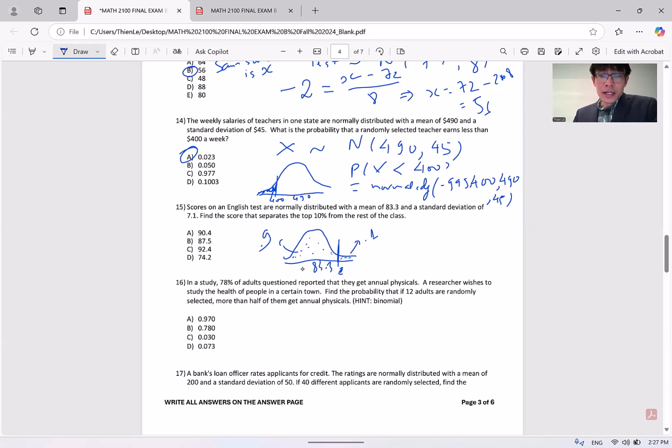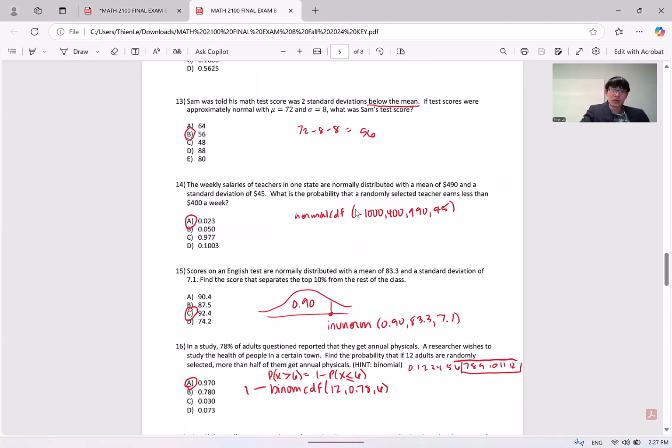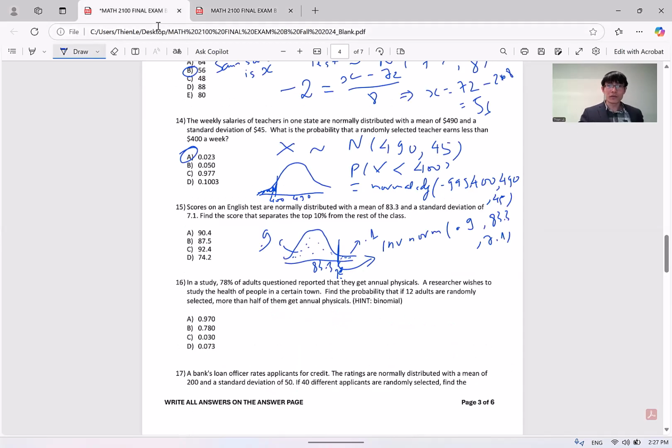So in this case, you use the invNorm function. Given the area, you find the value corresponding to that area. So it will be invNorm of 0.9, at 90%. You give it the mean and the standard deviation. Again, you use second distribution, look for the invNorm function, and plug in all these values, and you should get 92.4.